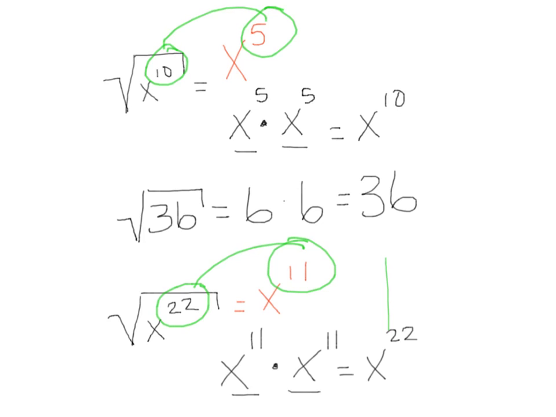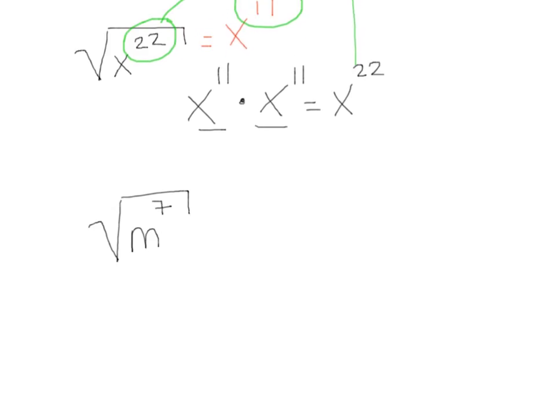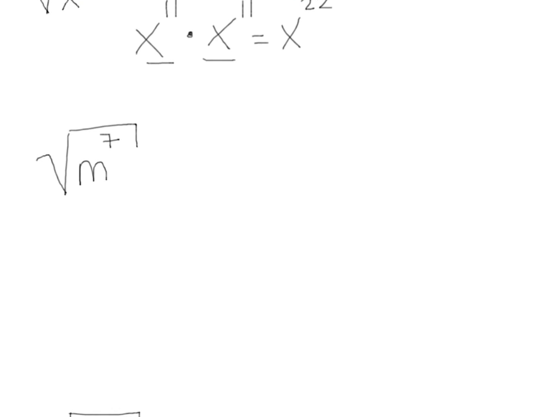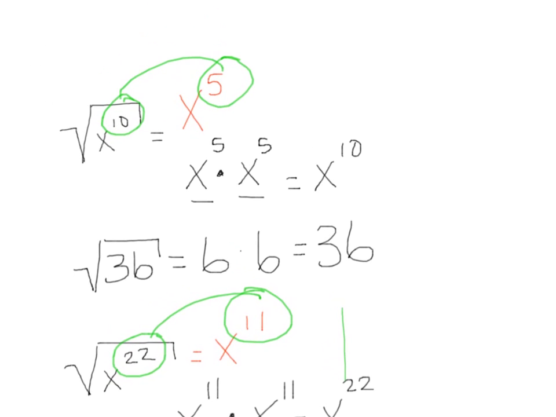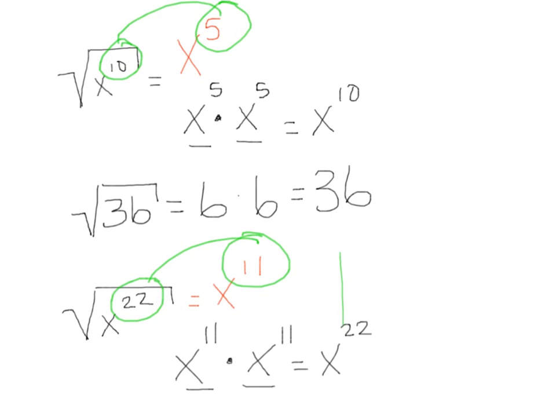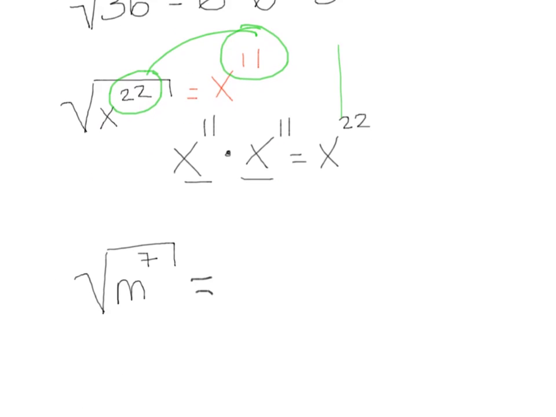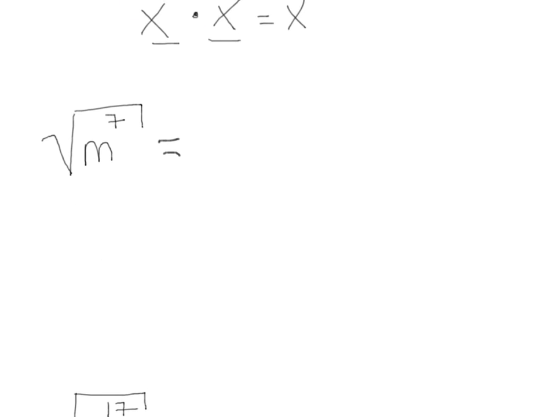So that leaves us to try one with an odd exponent. Let's look at this one: m to the power of 7. That's obviously an odd exponent. So I need to break this down into a perfect square. Hopefully I proved to you in the last couple of examples that anything with an even exponent is going to be a perfect square. So I need to break this into a perfect square.